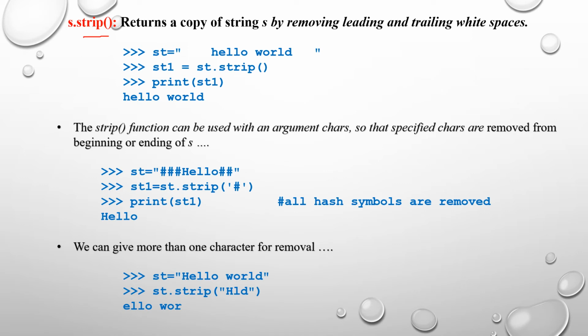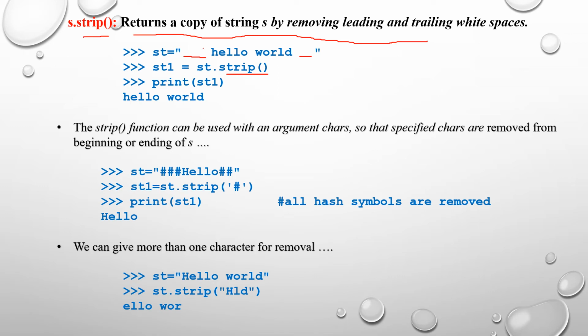Strip function is one of the built-in functions. Let's see the use case of the s.strip function. It returns a copy of the string by removing leading and trailing white spaces. So here st is the variable name, equal to hello world, with some spaces at the beginning and some spaces after. Here st1 is equal to st.strip function. After that we print st1, and it will print hello world.